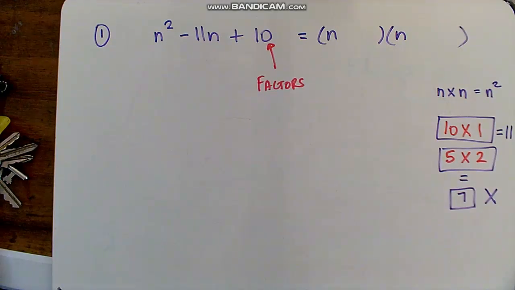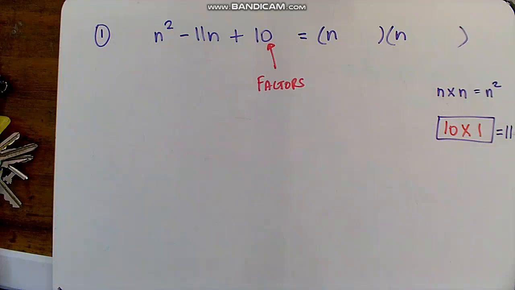So 10 plus 1 will give me 11. Notice that 5 and 2 if added will give me 7. So 5 and 2 clearly cannot work. I will have to use the 10 and the 1. Now notice that 10 plus 1 can give me 11. Now I need to work out the signs. Notice I have to look at the constants. What sign is in front of the constant?